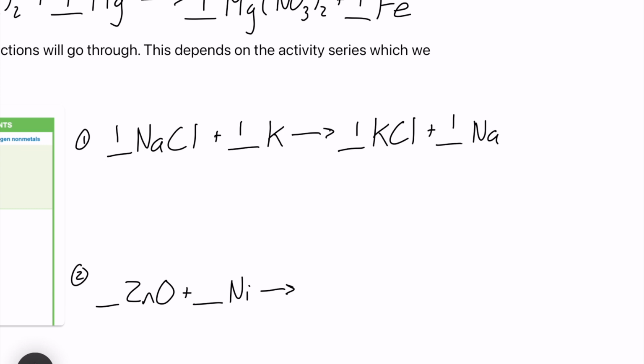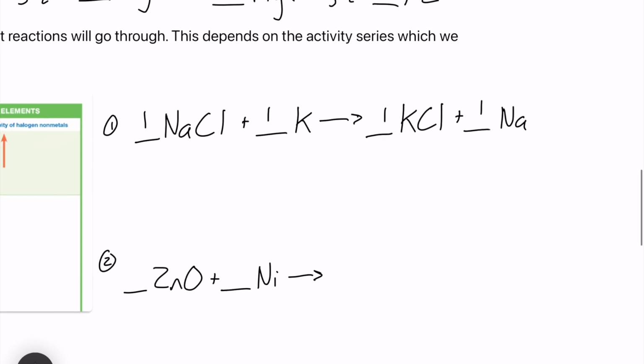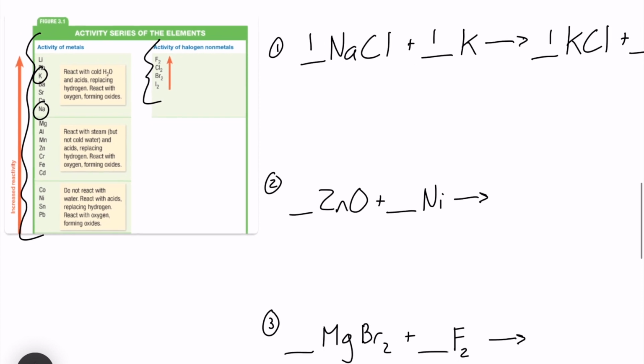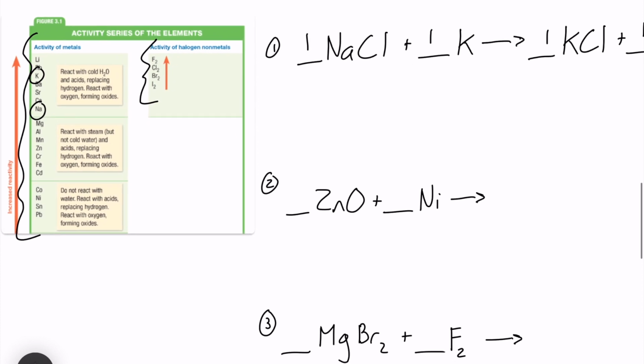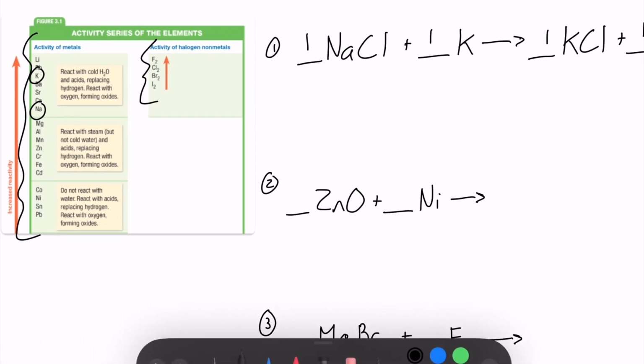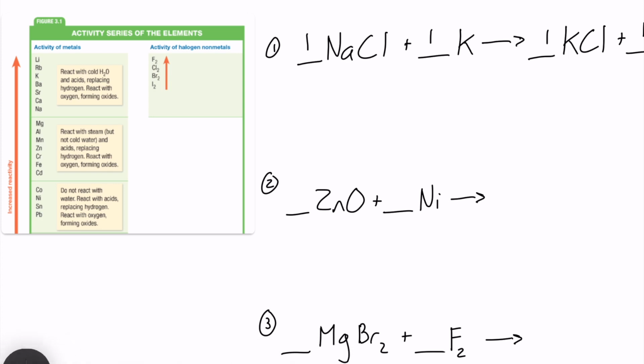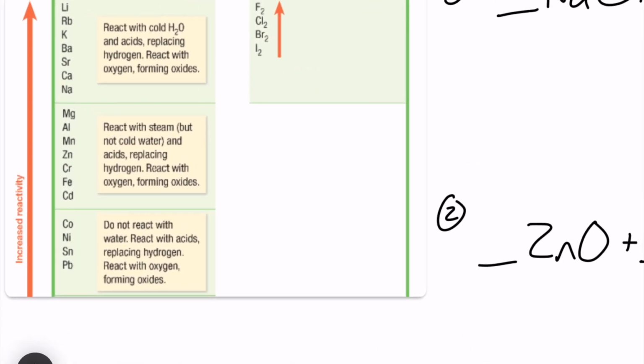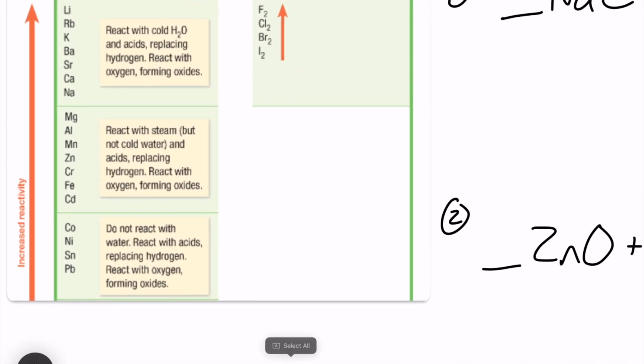That is done. So let's take a look at number 2 here. We have zinc oxide reacting with nickel. So we have to look at where zinc and nickel are on the activity series. So I'm going to zoom in a little bit here again. We have nickel, it's pretty low on the list. It's the third lowest. And then we have zinc up here.